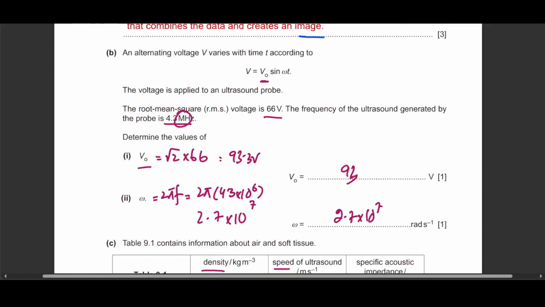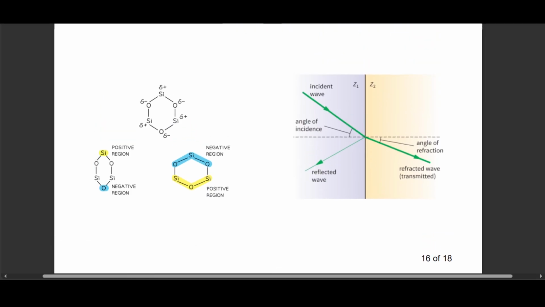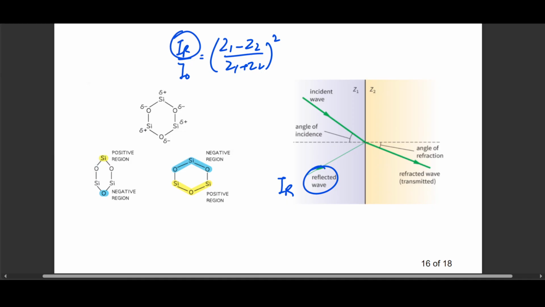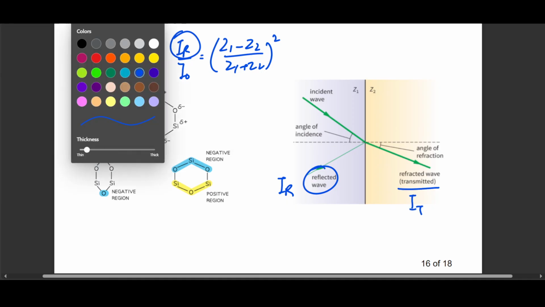So first, we need to understand the reflection coefficient formula. The reflection coefficient formula is I_R divided by I naught equals (Z1 minus Z2) divided by (Z1 plus Z2), whole squared. This I_R is the reflected wave, and this is the transmitted wave, which is I_T, which was sent into the system, right?